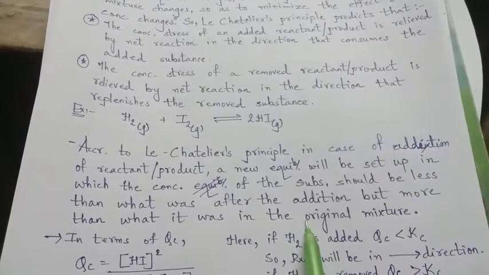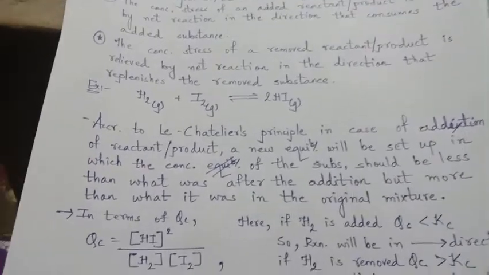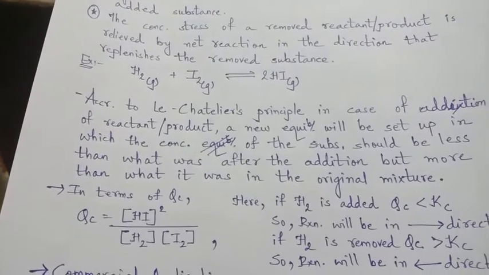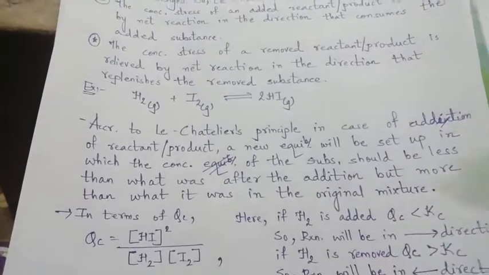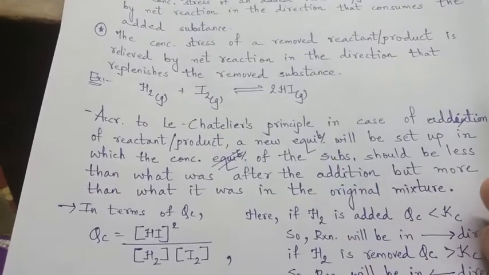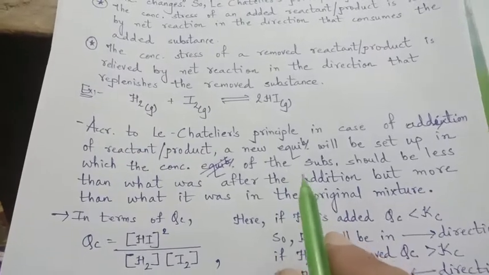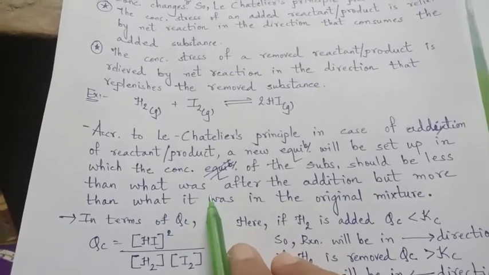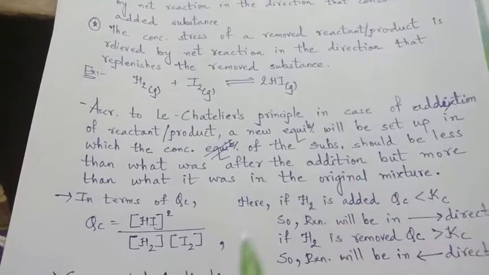what was originally taken. So if originally 2 moles of reactant are taken, then after adding a few more moles, the concentration should be more than the original 2 moles. So if we add, the concentration will definitely increase from 2 moles to whatever we have added. But at the same time, care should be taken that the concentration of the substance should be less than what it was after the addition.